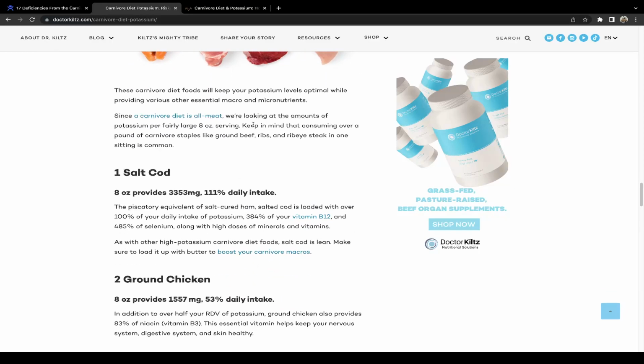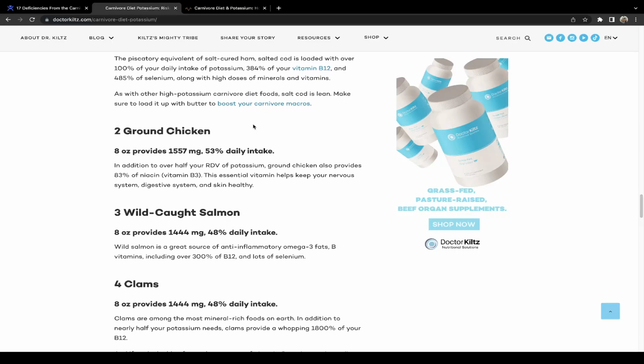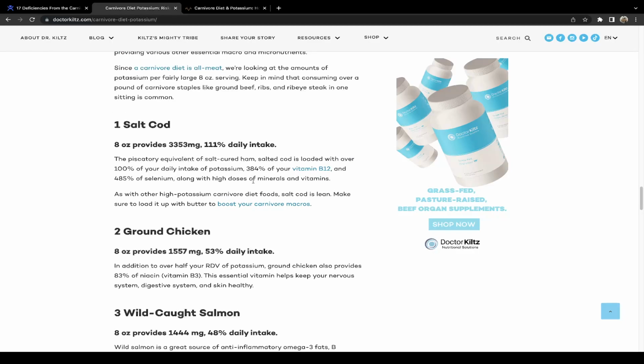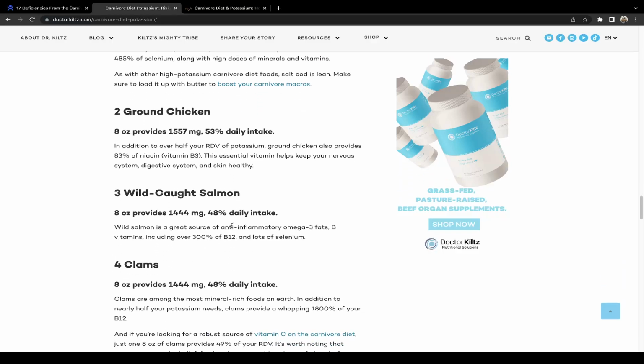Then he gives you the levels of foods from highest to lowest. If you were looking for some daily intake, salt cod, I think salt cod is different from white cod, but if you eat 8 ounces of that, it gives you 3,353 milligrams, which from his resources is 111% of your daily intake. You'll get a lot from salt cod. Apparently that's a specialty dish.